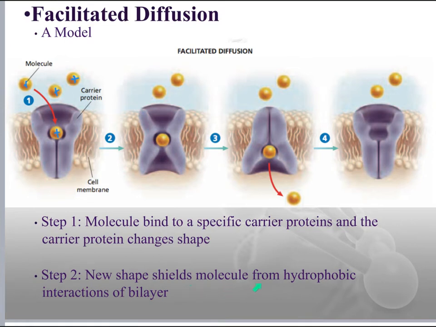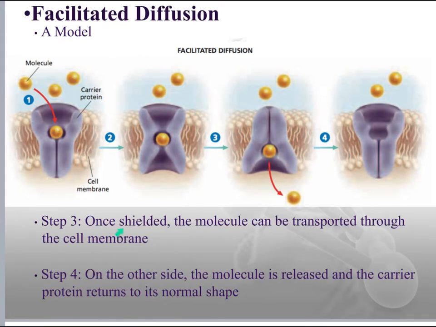Step two, the new shape shields the molecule from the hydrophobic interactions of the bilayer, so we're going to get sort of this shape, and then it's going to get pumped through here. So step three, once shielded, it's now in between all of this. It's got its own pathway through. It doesn't have to go through the bilayer. The molecule can be transported through the cell membrane, which is what's happening in step three. In step four, on the other side, the molecule is released and the carrier protein returns to its normal shape.